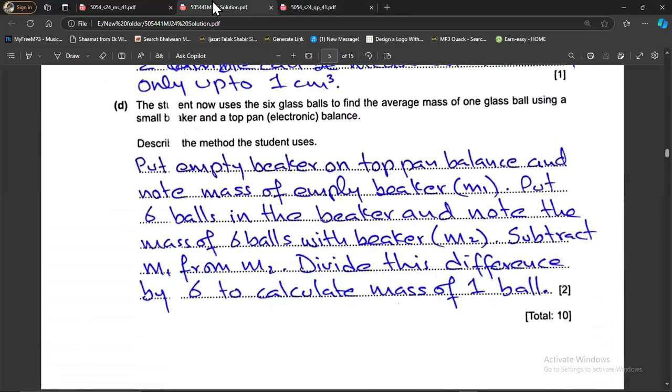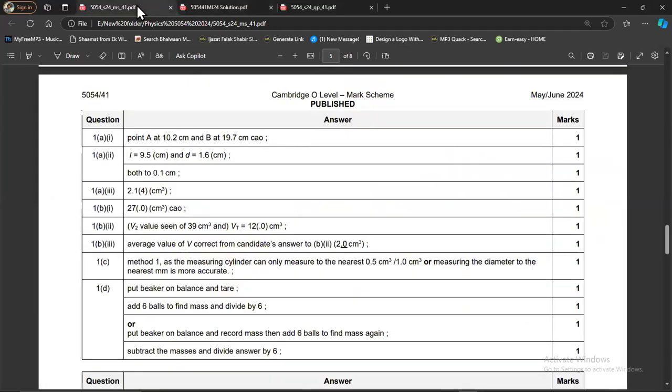So, put the empty beaker on the top pan balance and note the mass of the empty beaker. Let me call it M1. Put 6 balls in the beaker and note the mass of the 6 balls with the beaker. Let me say M2. Subtract M1 from M2. Divide this difference by 6 to calculate the mass of one ball. I hope you understand. Let me show you the marking scheme as well.